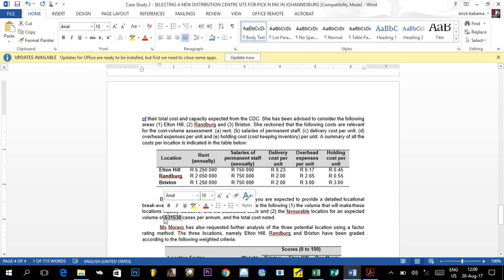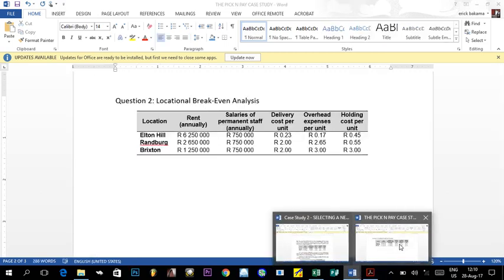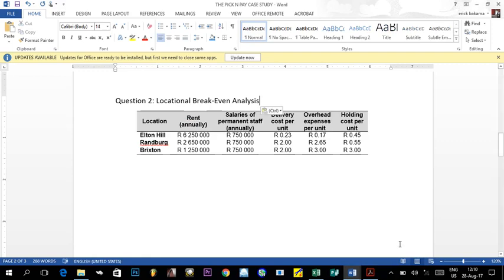This is the number of people that we need to accommodate and we need to find. This is not the number of people, I mean the number of cases per annum that we need to find. So it's 631,000. Now these are the number of cases that we need to accommodate for the second question. Now let's go back to our first part here, the locational break-even analysis.